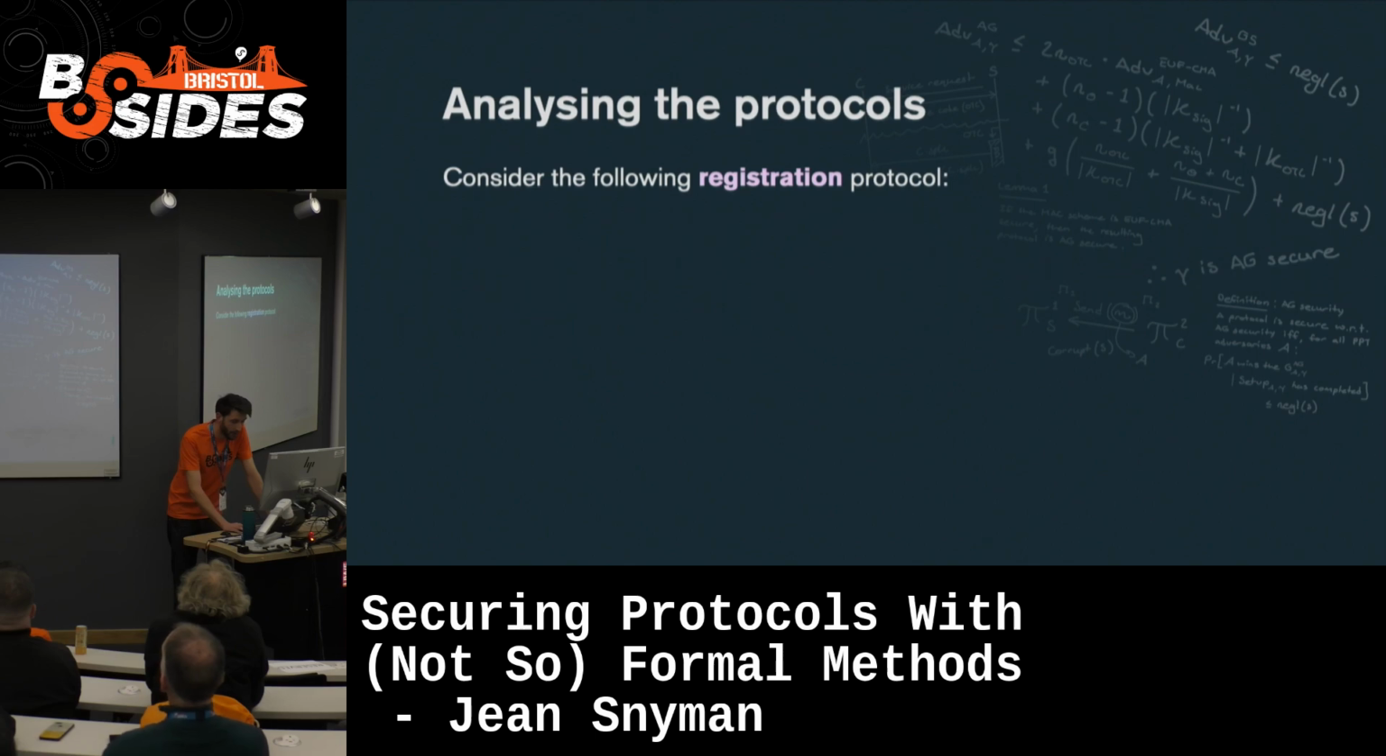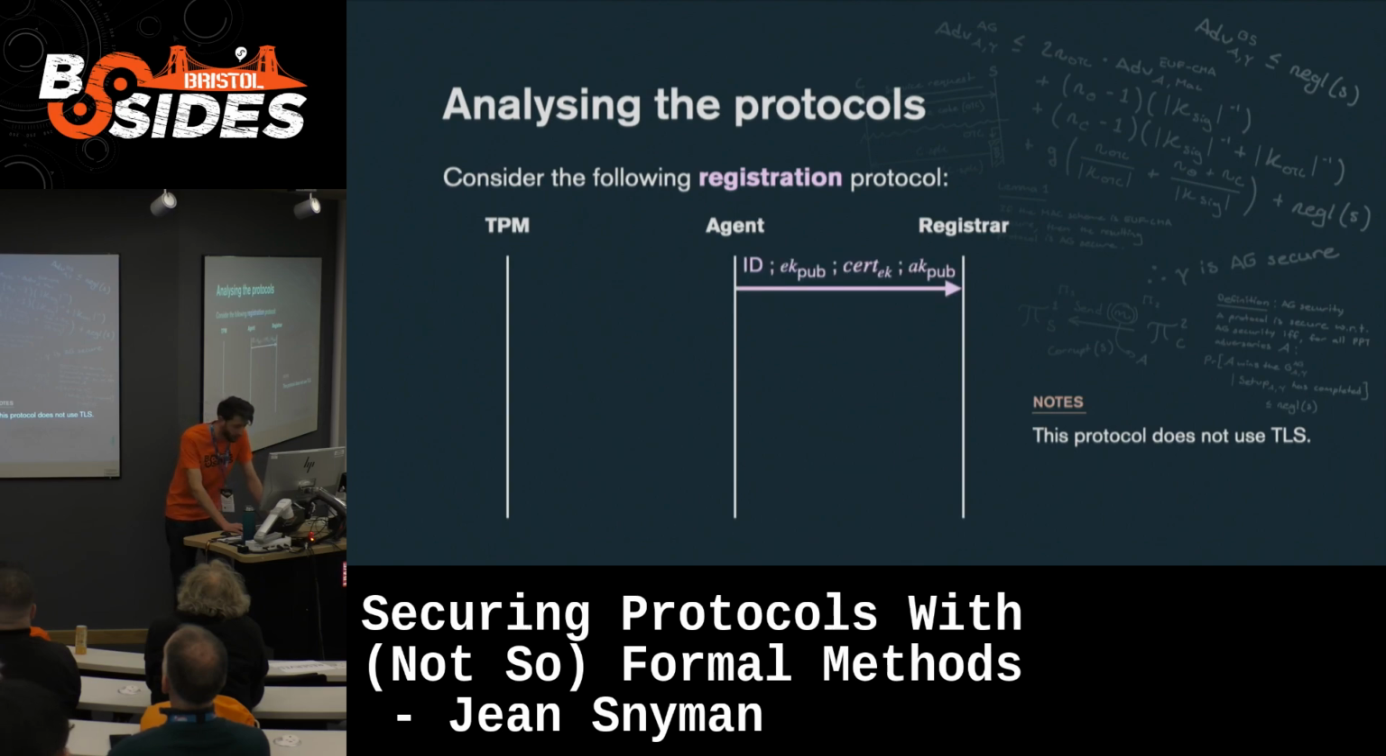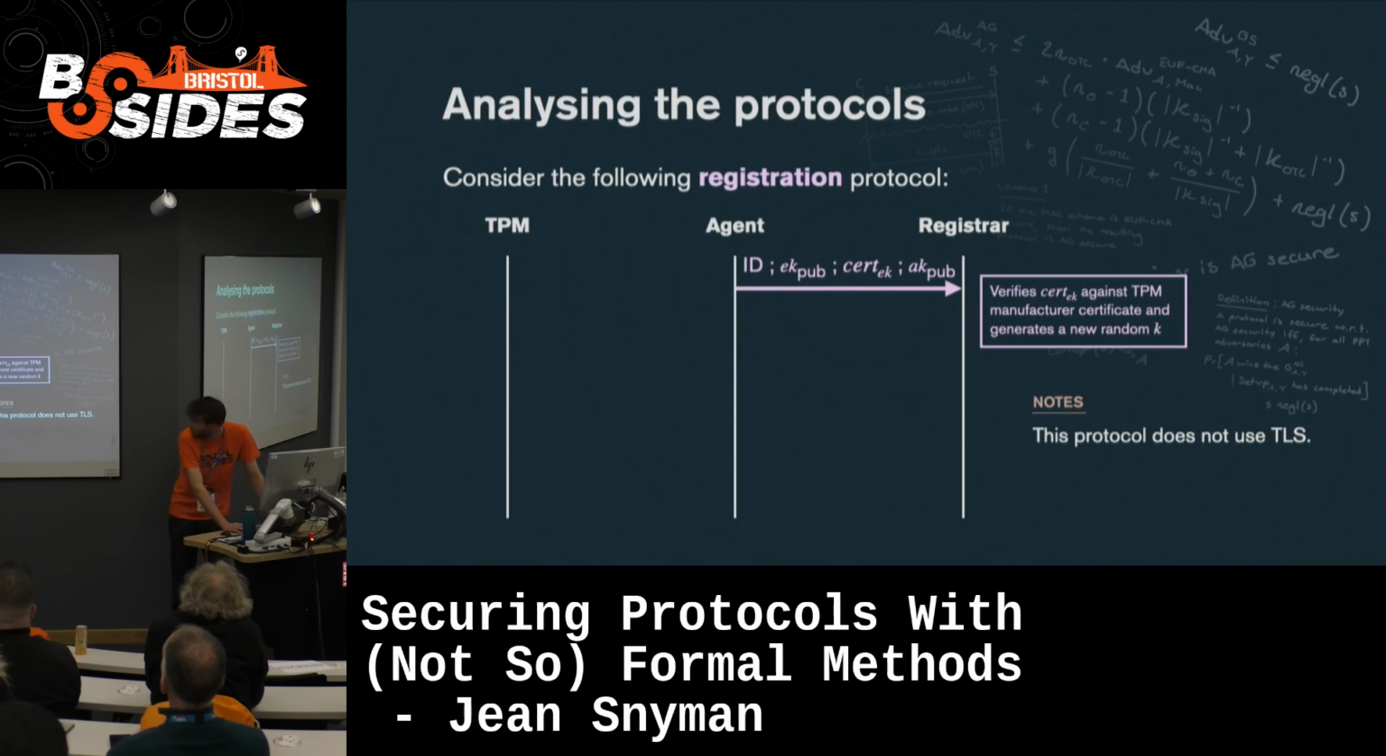So here's an example registration protocol for Keylime. In fact, this is the current registration protocol that exists today. We have three parties: a TPM, an agent, and the registrar. And notably, this protocol doesn't use TLS at all. It's all in clear text. So our agent sends the EK pub, the EK cert, and the AK pub, as previously discussed, to the registrar.